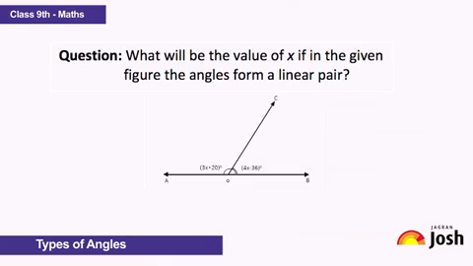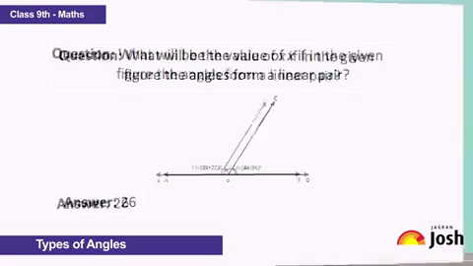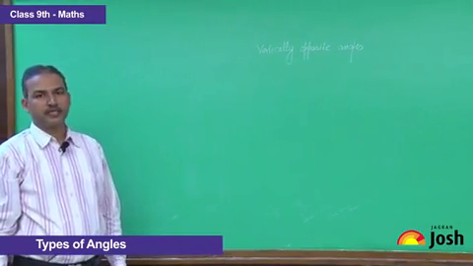What will be the value of x if in the given figure the angles form a linear pair? The answer is 26. The next article is vertically opposite angles.